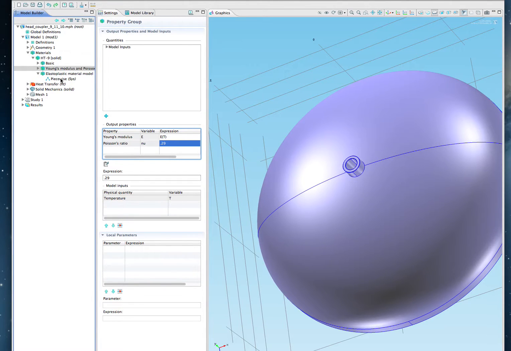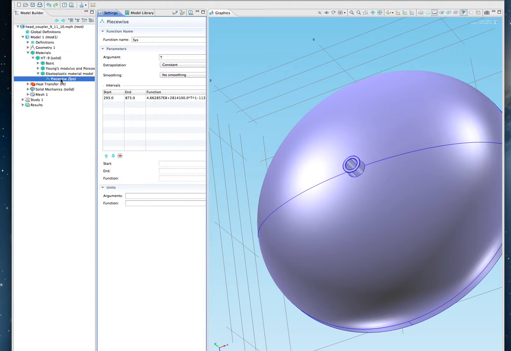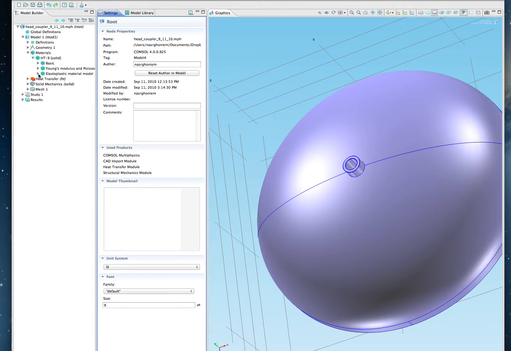Elastoplastic material model, now that took a lot of work, so I'm not going to go through that. This is modeling creep and viscoplasticity, so I'm going to ignore this one for now because it's not for the topic.